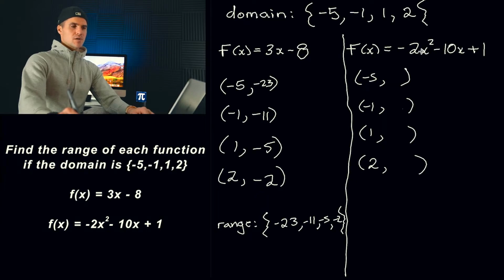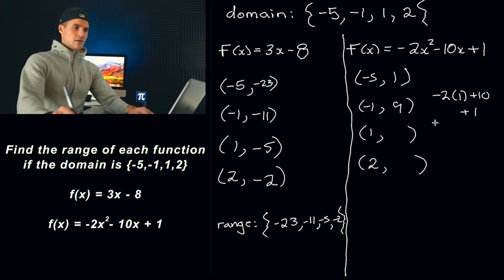So -5 squared is 25, right? Times -2 is -50. -10 times -5 is +50. So those would actually just net out to 0, and we'd be left with a 1. Plugging in -1, we would have what? -2 times 1 plus 10 plus 1, like that. Just kind of doing a little algebra on the side here. Don't want to make any mistakes.